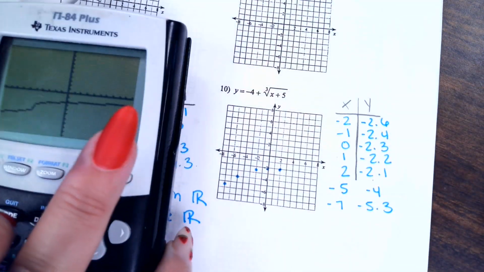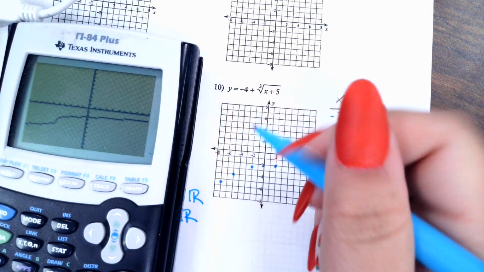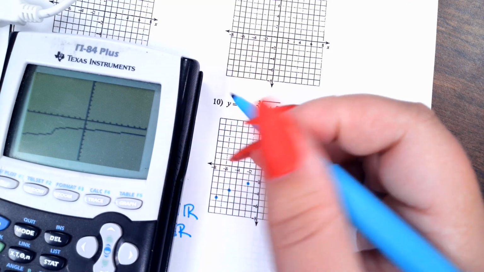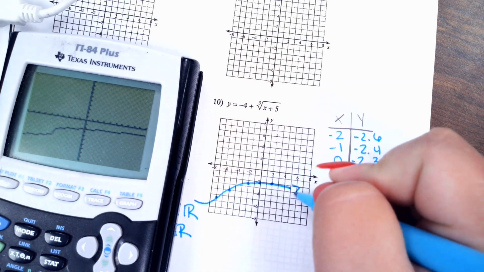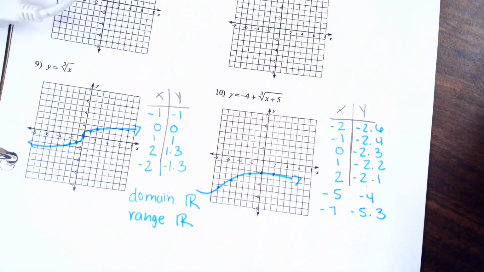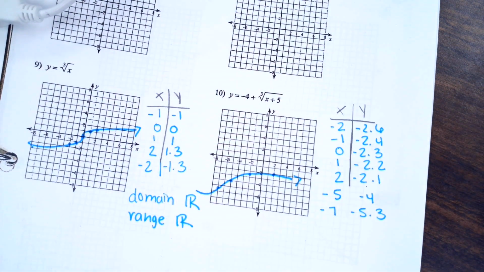So then we can look at our graph. So it's going to come negative 5, 4. So it's going to come up like this. All right, and then domain and range are going to again be all reals there. All right, see you next time.